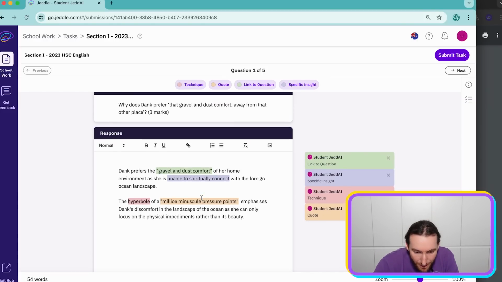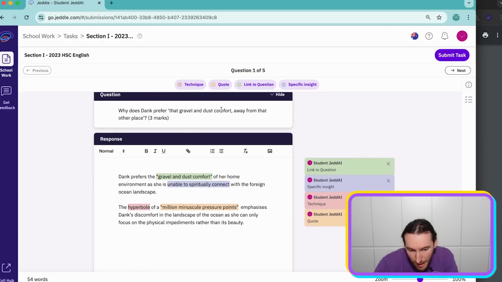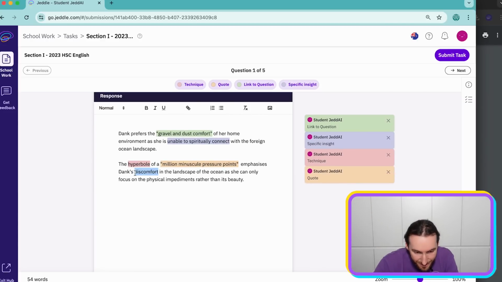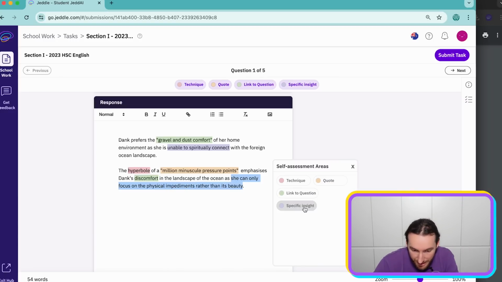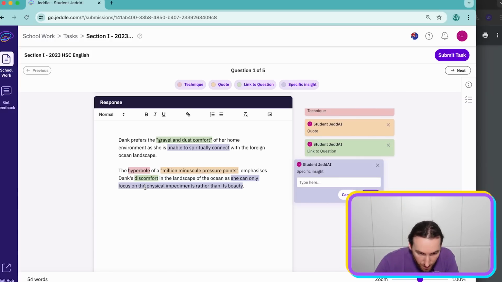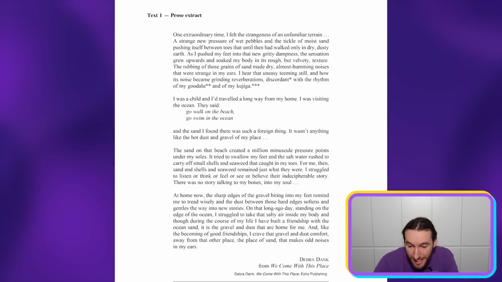Now, the key is that we need to link this always back to the question, but in this case, it's a pretty clear link. Emphasizes Danks' discomfort. Discomfort, comfort was in the question, so that's a decent link to the question. And our specific insight here is she can only focus on the physical impediments rather than its beauty, okay? So that is the specific insight. She can only focus on its physical impediments, like the things that are hurting her feet, rather than its beauty. So those specific insights that essentially make up the explanation or the effect of the sentence, that's where you get the marks.